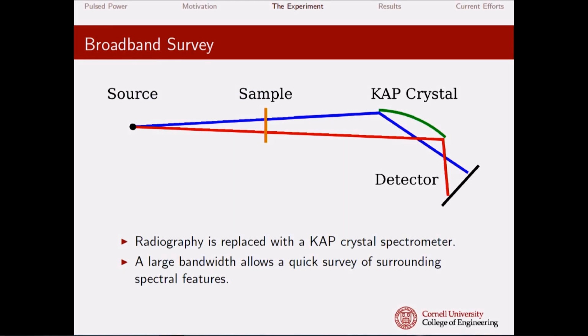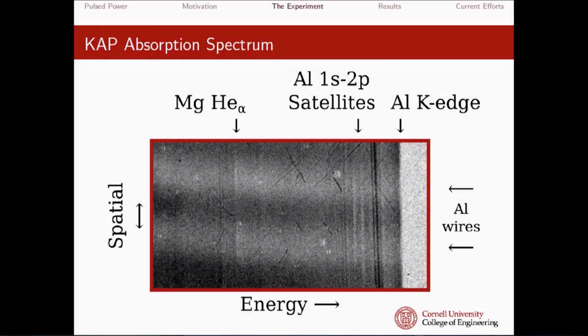To figure this out, we go back to a standard setup, and we use a KAP crystal that we have in the lab. This is really nice because it gives us large bandwidth to survey the surrounding spectral neighborhood and try to figure out what's going on. Perhaps we can see some other spectral lines that will give us clues as to why we didn't find anything before. The results of that are here.